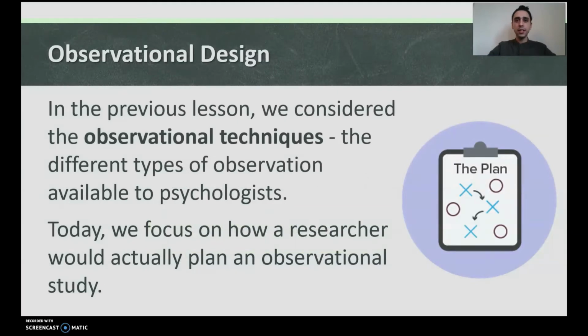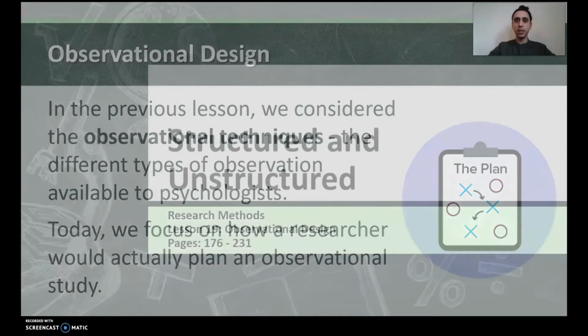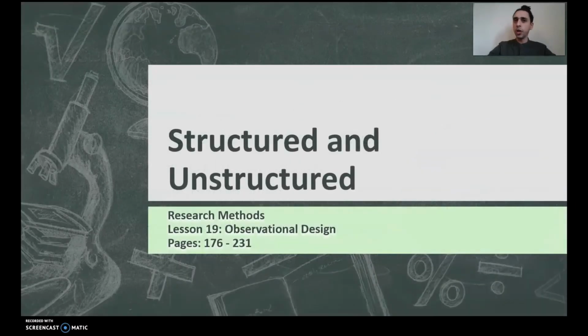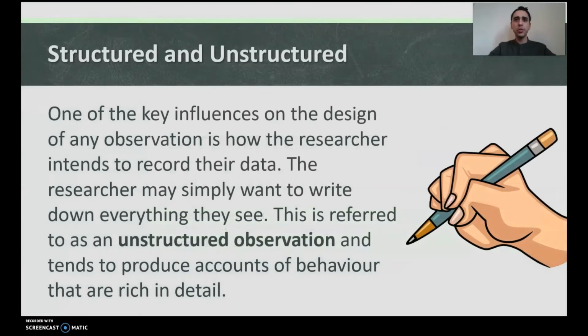In the previous lesson, we considered the observational techniques, the different types of observations available to psychologists. Today, we focus on how a researcher would actually plan an observational study. How are you going to plan these observations? So we've got unstructured and structured. How do you define those two? Let's have a look. Great question.